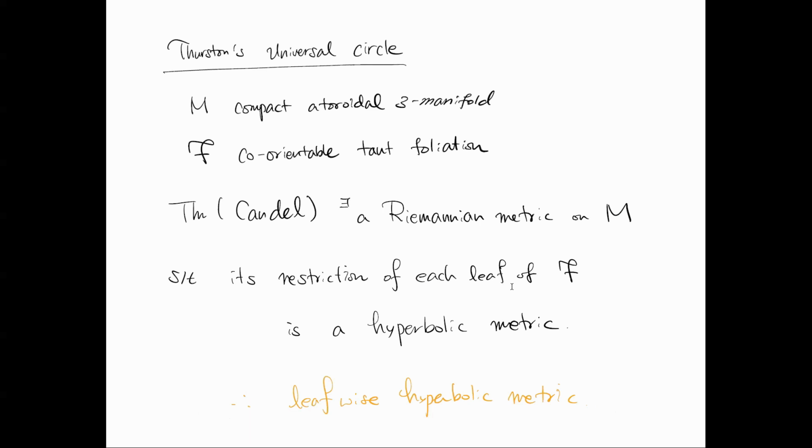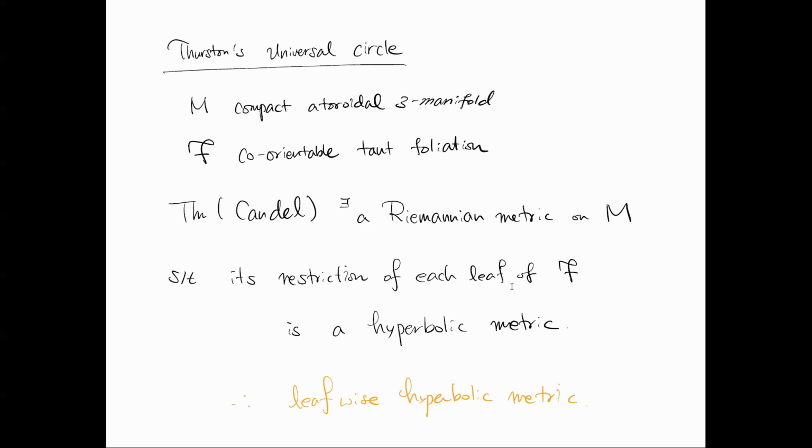Though, if you are 3-manifold people, you may wonder about what the Riemannian metric is here. It's a smooth metric in the leaf direction, but in the transverse direction it's only a continuous metric actually. You don't know whether it's smooth in the transverse direction. So anyway, that's a leafwise hyperbolic metric.